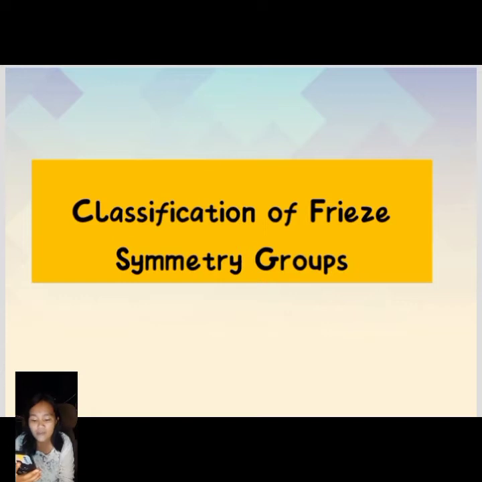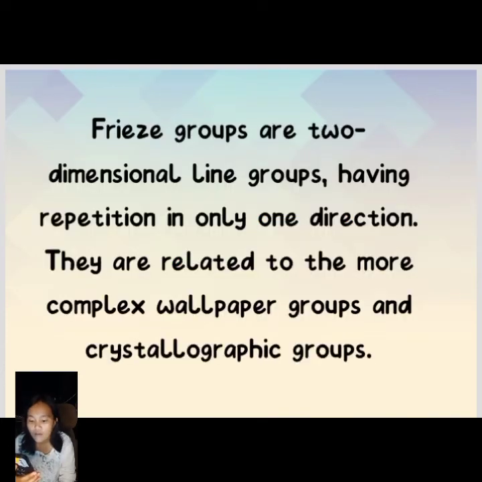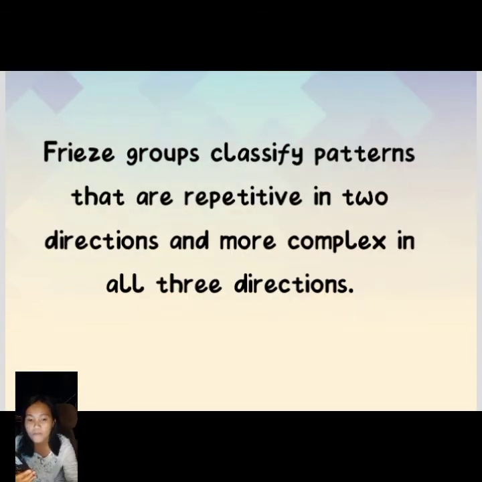Classification of fringe symmetry groups. Fringe groups are two-dimensional line groups having repetition in only one direction. They are related to the more complex wallpaper groups and crystallography groups. Wallpaper groups classify patterns that are repetitive in two directions and more complex in all three directions.